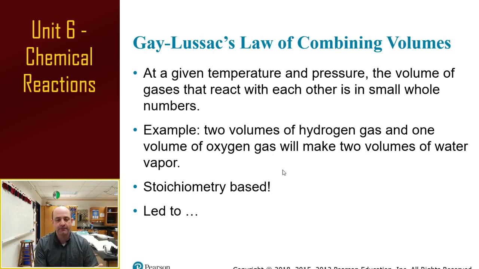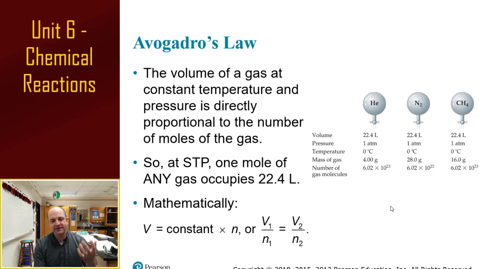Now, he didn't know this at the time, but this was early stoichiometry, right? It's the whole number balancing that we're doing when we talk about the same volumes of gases. So this leads us to Avogadro's law, which says that the volume of a gas at constant temperature and pressure is directly proportional. Now, he would have said the number of particles. If we update for modern time, it's proportional to the number of moles. And so we say at STP, remember that's 1 atm and 0 Celsius, any gas, 1 mole of it will be 22.4 liters.